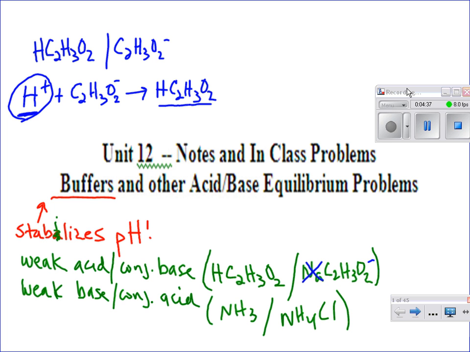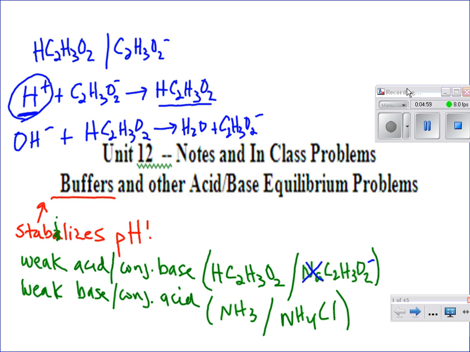What if I took you to my lair and injected you with a base? What part of the buffer would that react with? The acid. And you would make what? Water and the conjugate base. Okay. So we put in a really, really strong base, but thanks to the buffer system, only a weaker base is going to affect things.